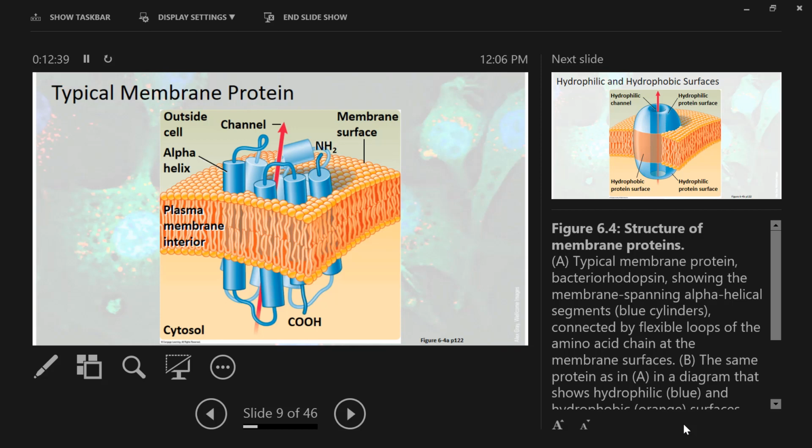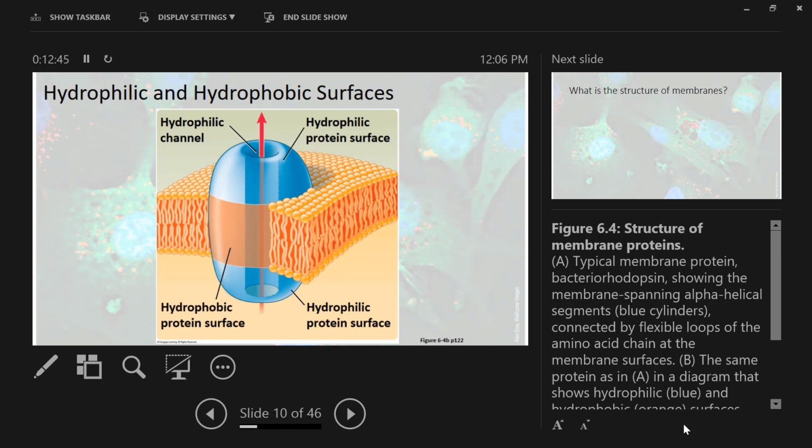And then this is what that channel would actually look like, sort of. It's like a cartoon version of it. And then here's a simplified model of what these transporters look like. Okay. So again, polar R groups on the inside, nonpolar R groups on the outside. Okay. All right.